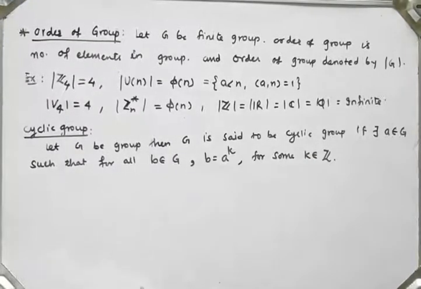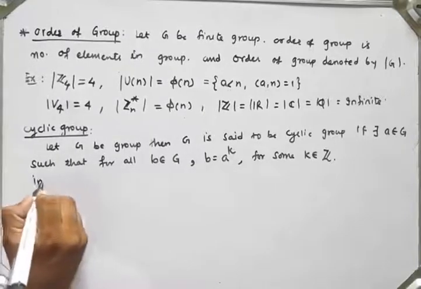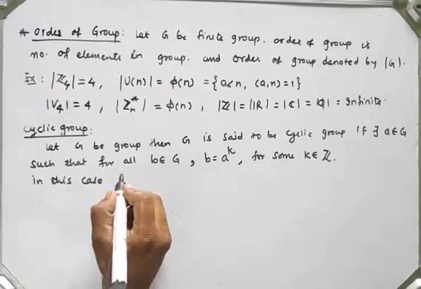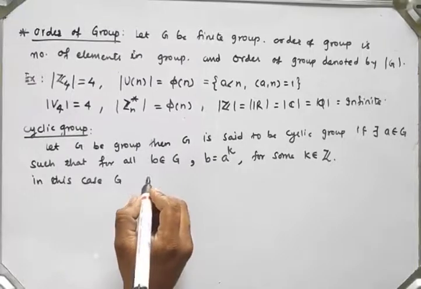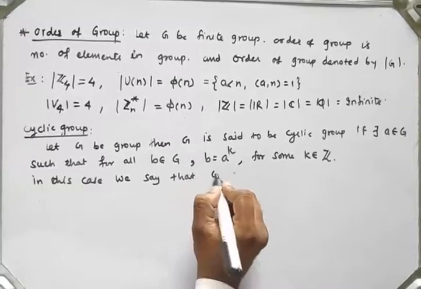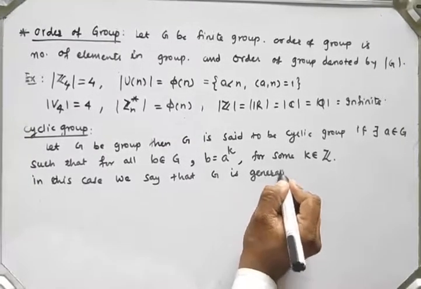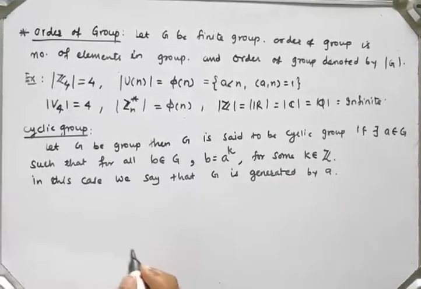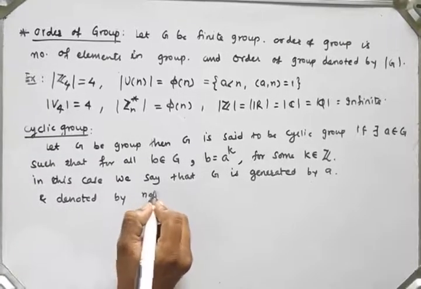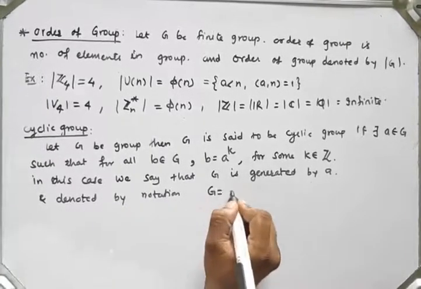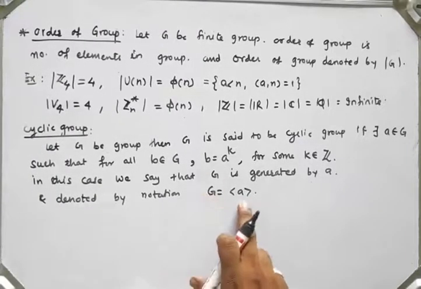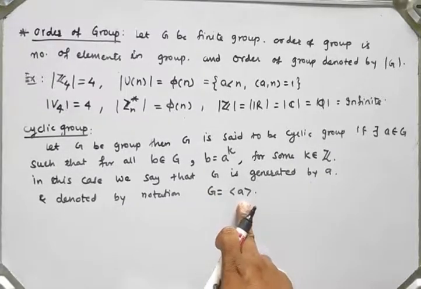In this case, we say that G is generated by the element a, and it is denoted by the notation G is equal to generator a. It means a generates the whole group G, then we say that group G is cyclic and it is generated by the element a.